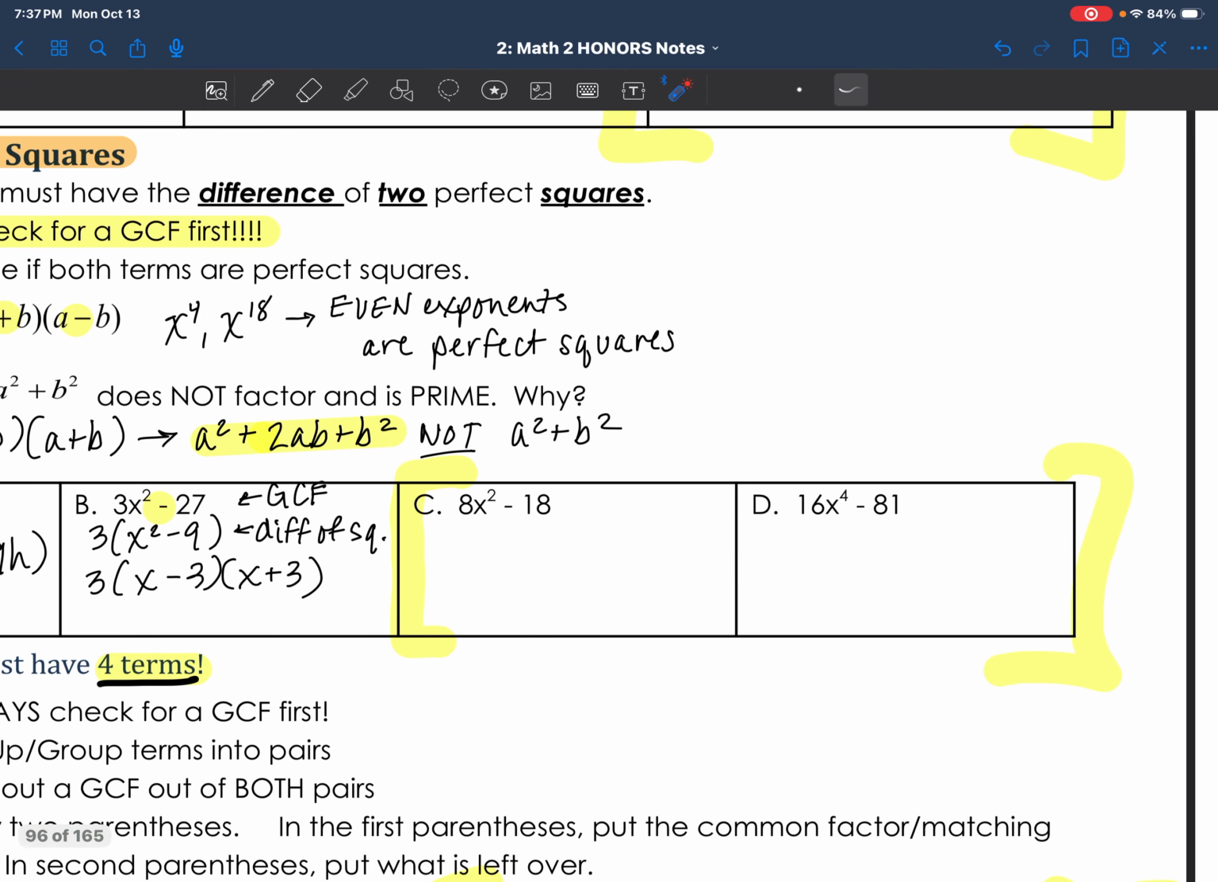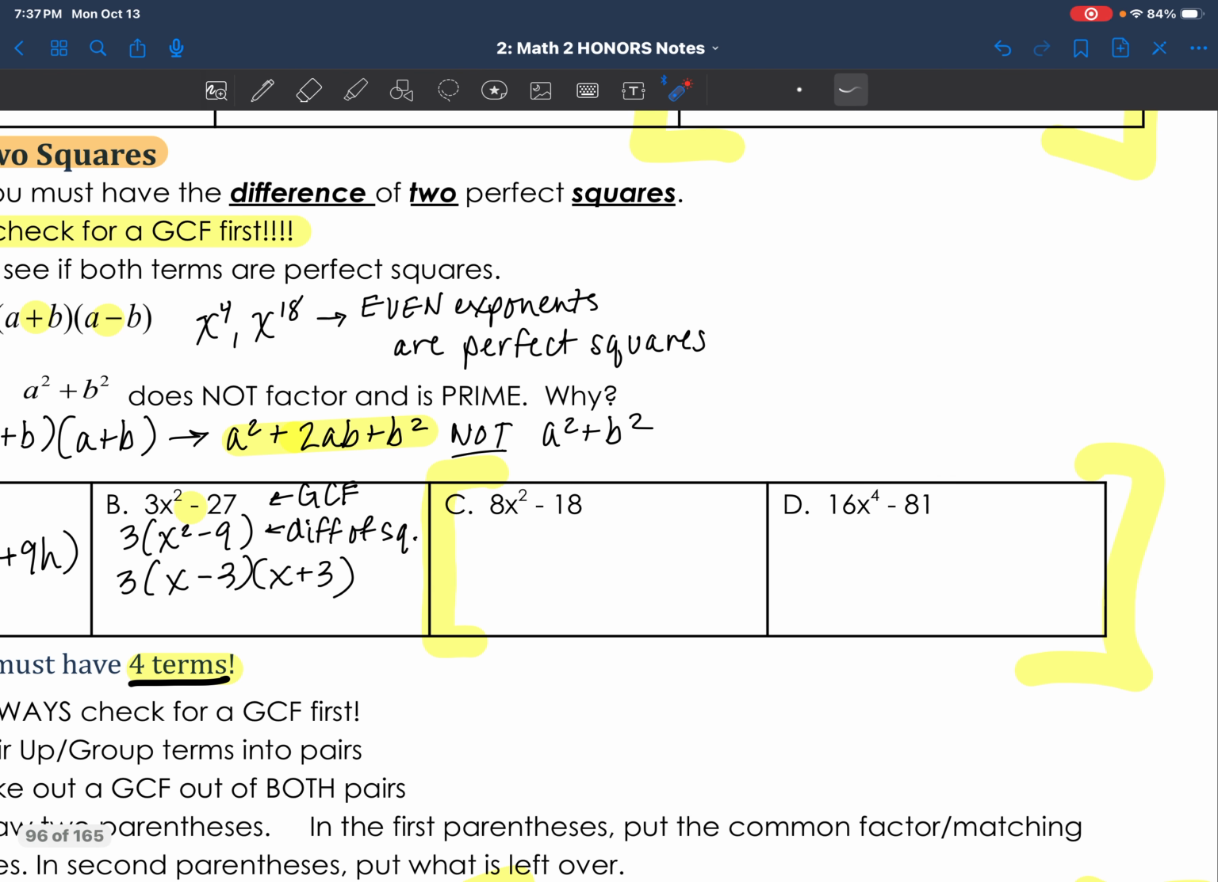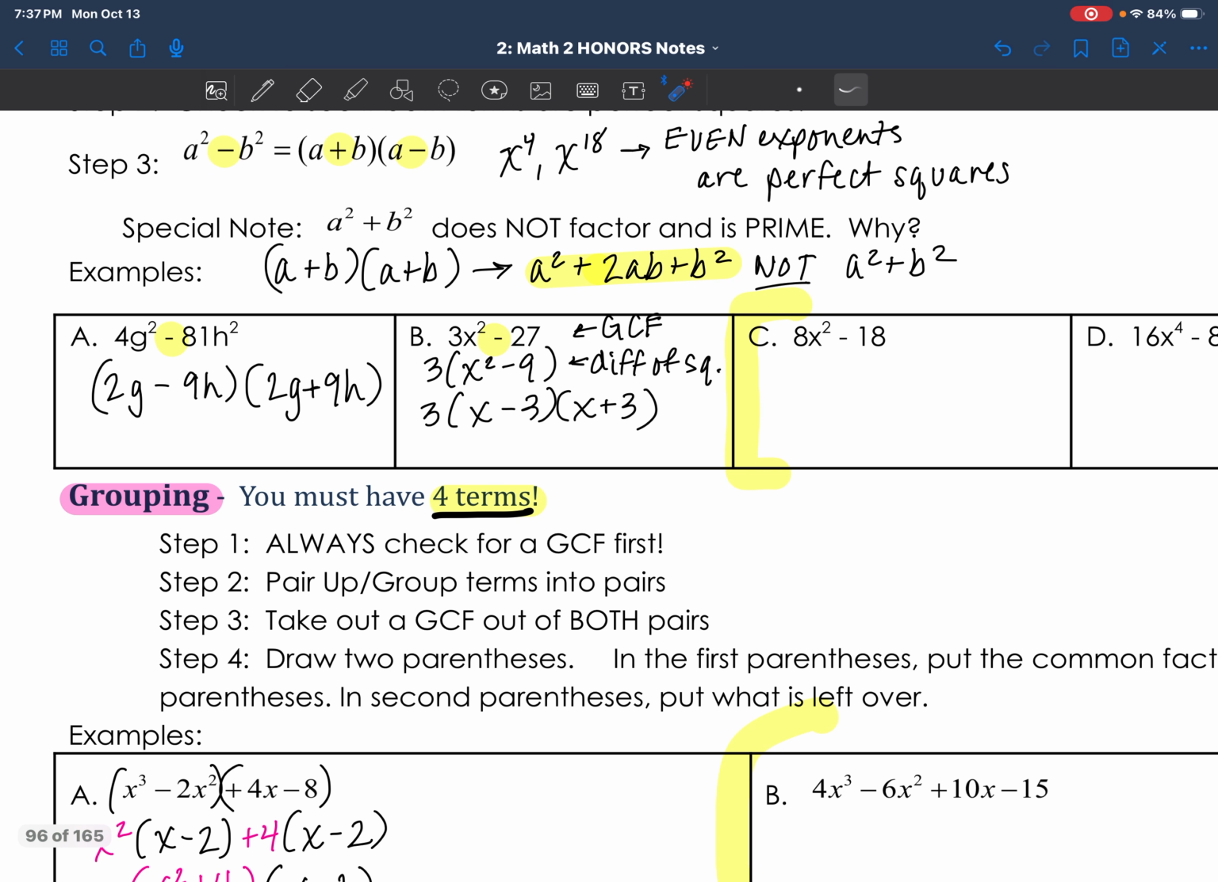All right, go ahead and I want you to try these two. Remember to look for GCF first.